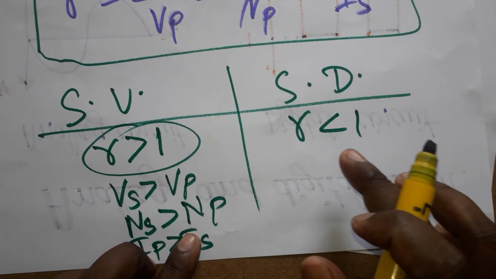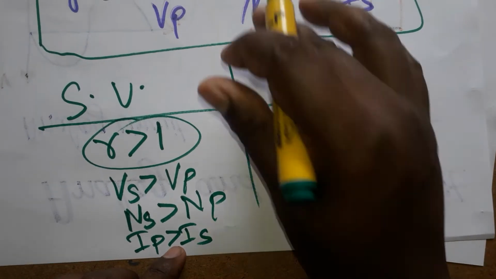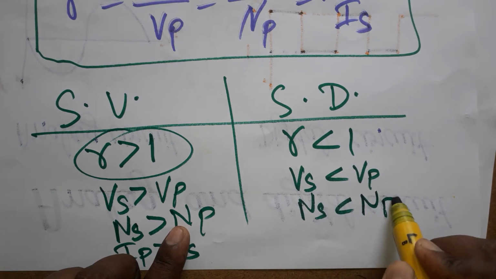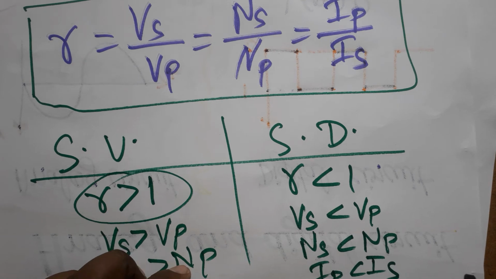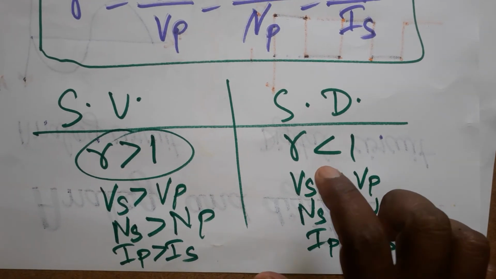Step down, R is less than 1. So Vs is less than Vp; the numerator is less than the denominator. So Ns is less than Np, and Ip is less than Is. So this is the relation we got finally. Step up is greater than 1, step down is less than 1.